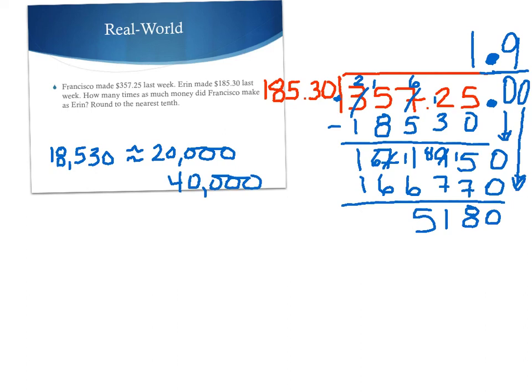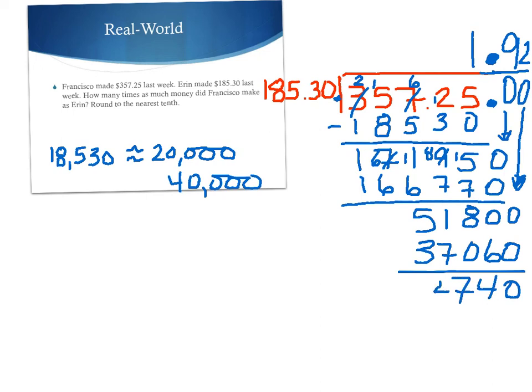And again, I can add zeros as many times as I want, bring it down, because that's not going to change your number. So the final one is going to be 51,800 divided by 18,530. Again, I'll use estimation. This is roughly 50,000, and this is roughly 20. So 20 into 50, I'm going to choose 2. And so then I'll take 18,530 times 2 and get 37,060 after multiplying. Subtract and I get 4,740, which is smaller than my divisor, therefore 1.92 is accurate.